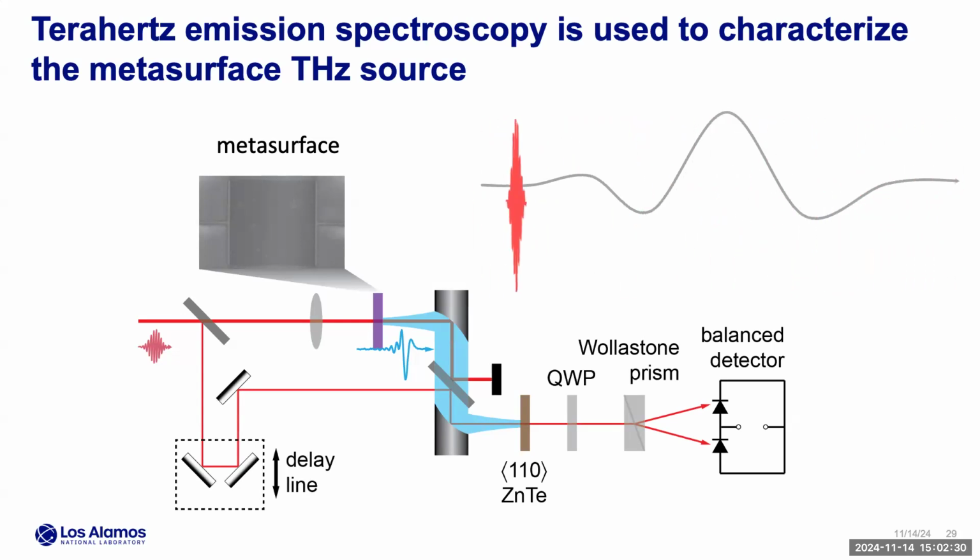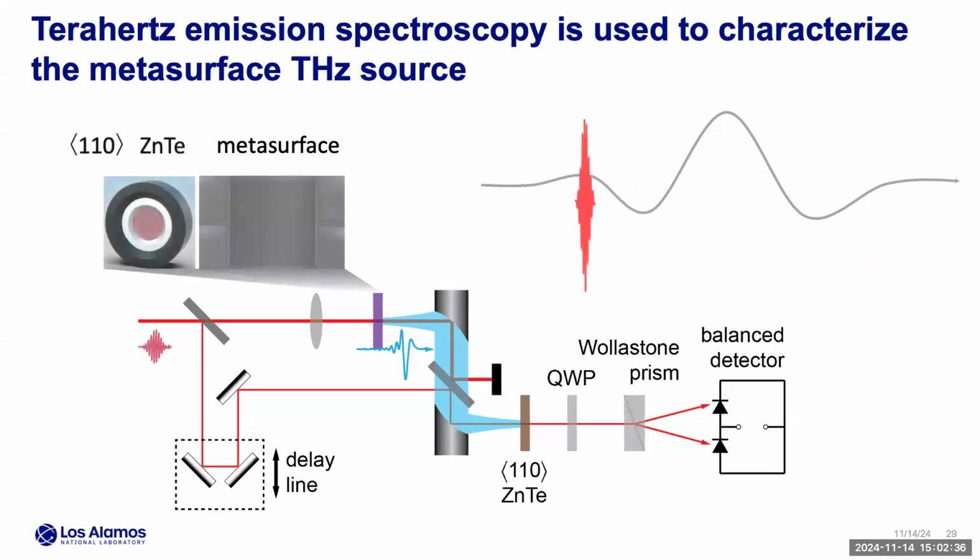In order to compare and understand the emission strength and the bandwidth, we actually compare the emission from our metasurface to the emission from a standard 1 millimeter zinc telluride crystal, which is characteristic of the kind of terahertz emitter that one uses in a number of applications.